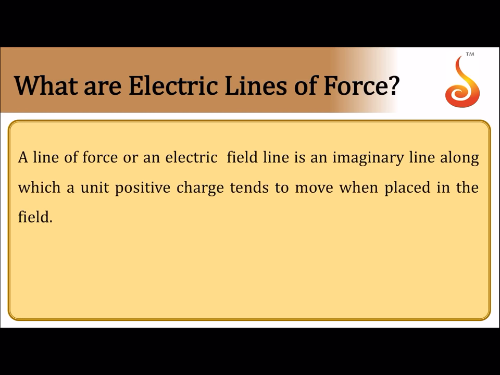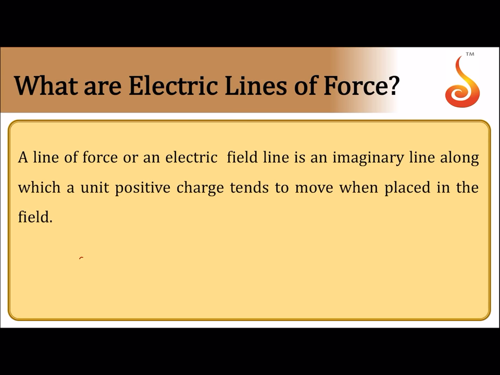A line of force or an electric field line is an imaginary line along which a unit positive charge tends to move when placed in the field. I will explain it in a moment, but I want all of you to take a few seconds to write down the definition. Electric lines of force is your heading. And you have written down by now in your notebook, a line of force or an electric field line is an imaginary line. It doesn't exist. It's just something that we imagine and draw in our minds, along which a unit positive charge tends to move when placed in the field.